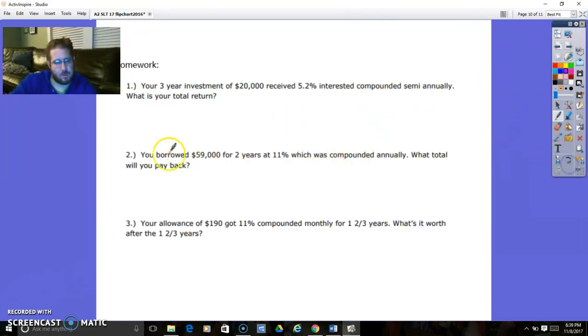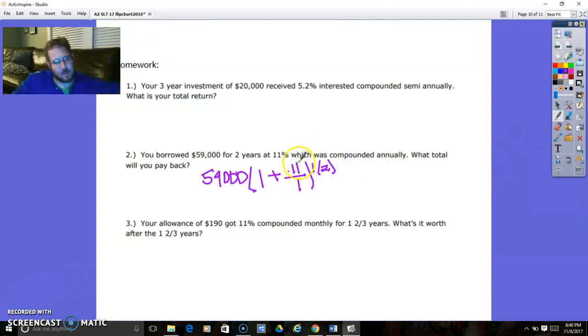All right, so I'm going to erase that one. You borrowed $59,000 for 2 years at 11%, which was compounded annually. What is the total that you will have to pay back? Okay, so that's 1 plus the rate, which is 0.11, divided by compounded annually. Okay, so just 1, so the 1 times 2.